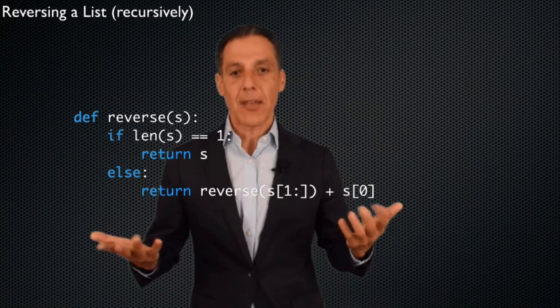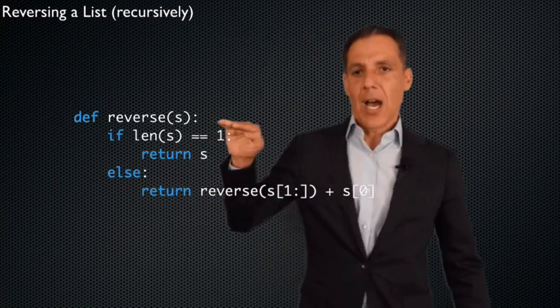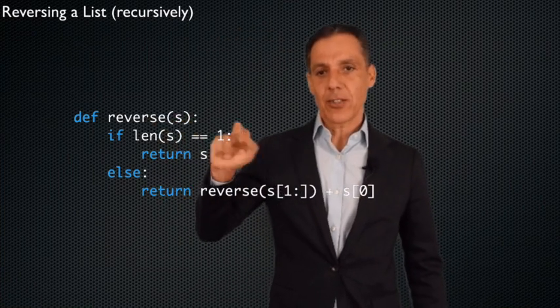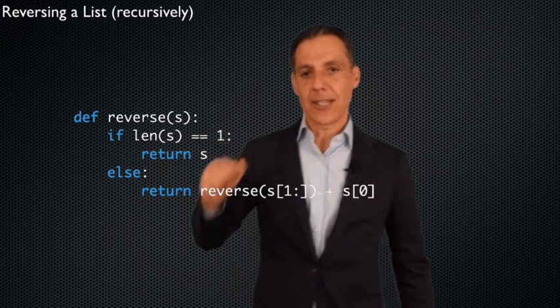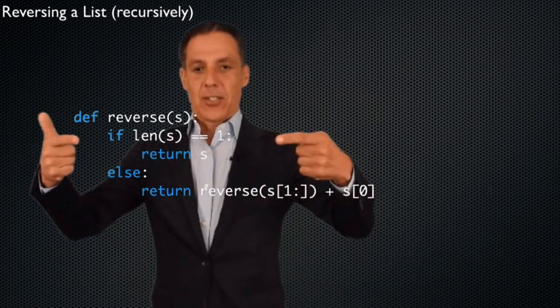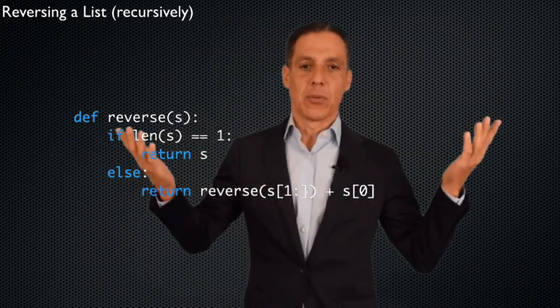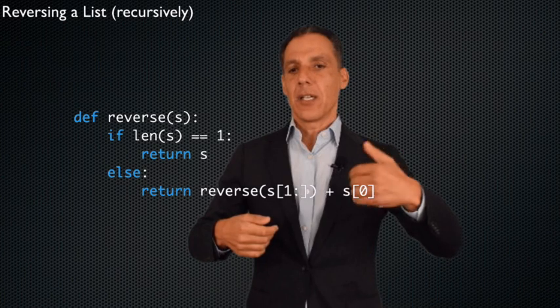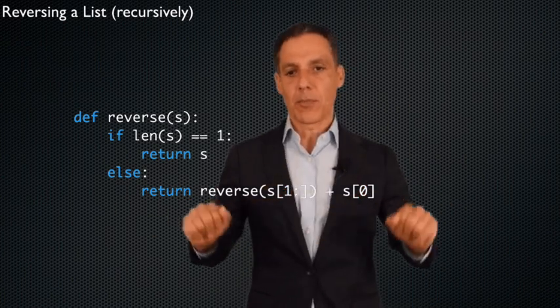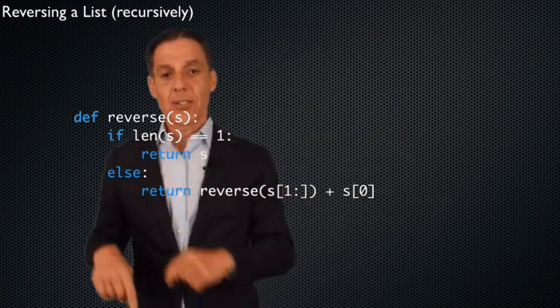All right, now let's do it in Python. Reverse is a function that takes as input a string s. Base case: if the length of the string is 1, then return s. There's nothing to do, right? I sent you in the letter D, the reversal of D is D. Go home. You're done. Otherwise, what am I going to do?